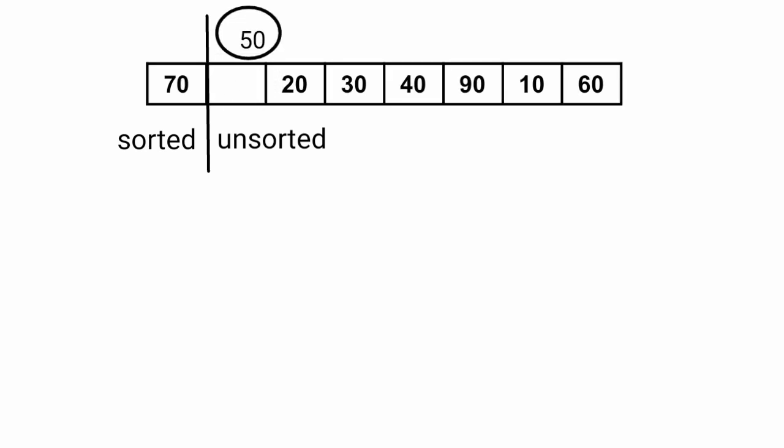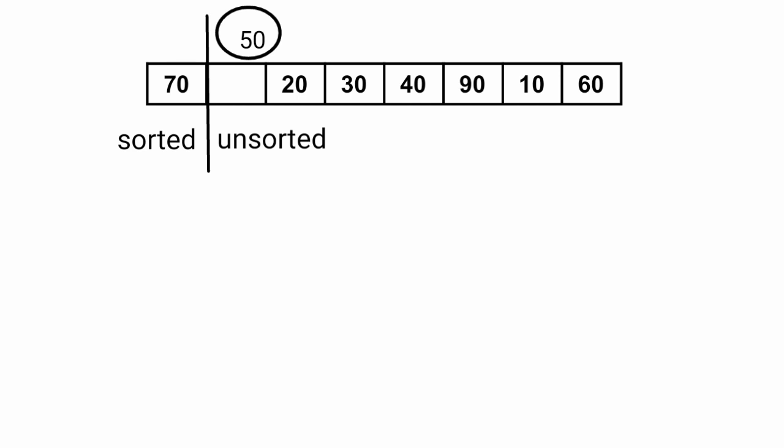Consider this array, which consists of a set of integers in an unsorted order. Initially, we assume the first element of the array to be the sorted section and the remaining portion of the array to be the unsorted section. We proceed by removing the first element in the unsorted section, which is 50 here.